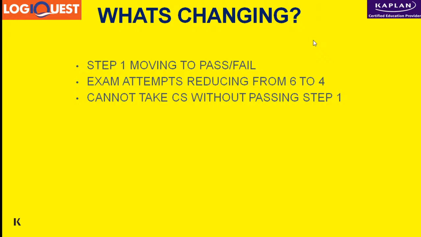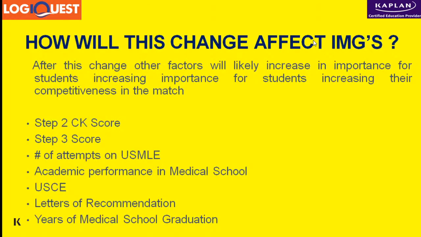Right now, let's start with small things, which is certainly going to contribute to the attributes of your CV. That's very important. How will this change affect the IMGs? That's exactly what we discussed. After this change, other factors will likely increase in importance for students, increasing importance for their competitiveness in this match. So step 2 CK score is the next thing that they would look into.